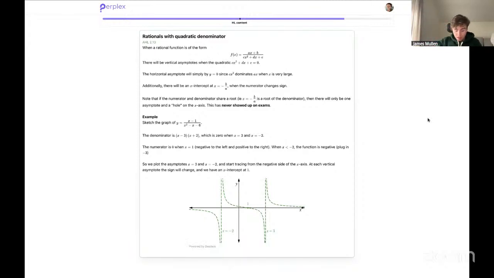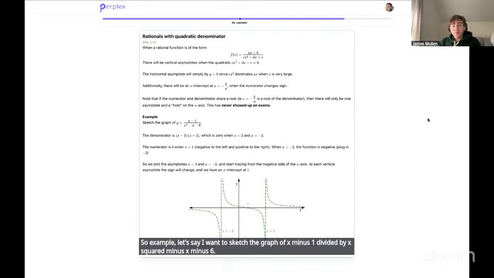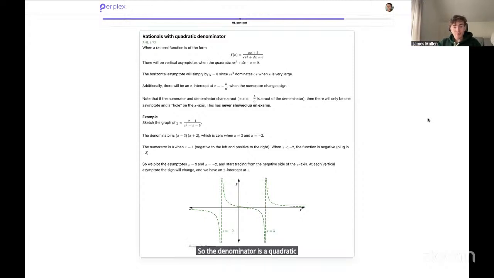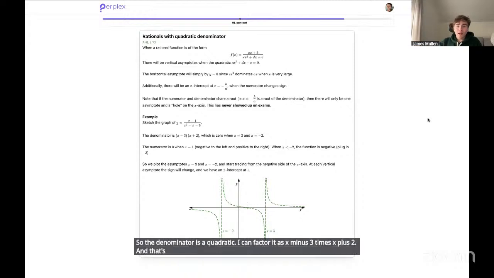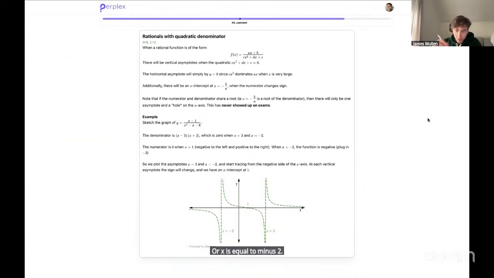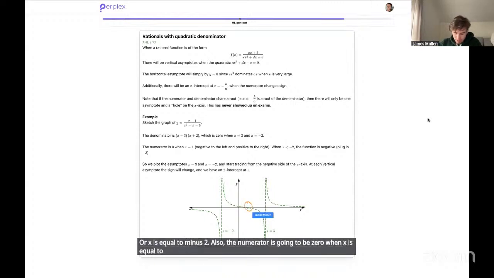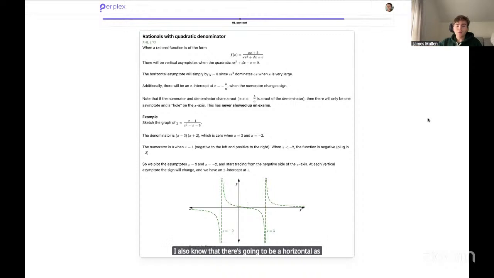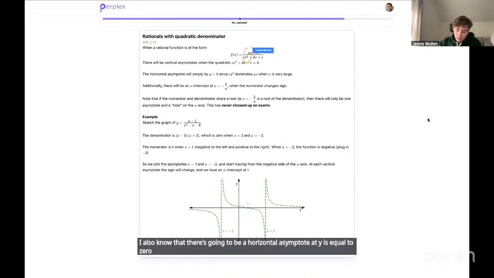So, example. Let's say I want to sketch the graph of x minus 1 divided by x squared minus x minus 6. The denominator is a quadratic. I can factor it as x minus 3 times x plus 2, and that's going to be 0 when x is equal to 3 or x is equal to minus 2. So those are my vertical asymptotes. Also, the numerator is going to be 0 when x is equal to 1, so that gives me an x-intercept at 1. I also know that there's going to be a horizontal asymptote at y is equal to 0, because I have a linear divided by a quadratic, and the quadratic is just much bigger at infinity.